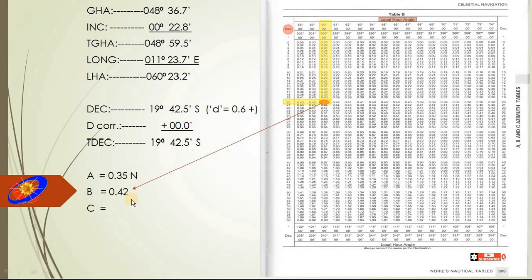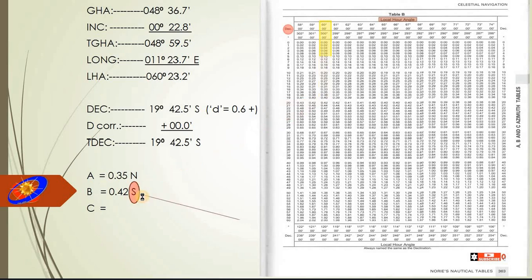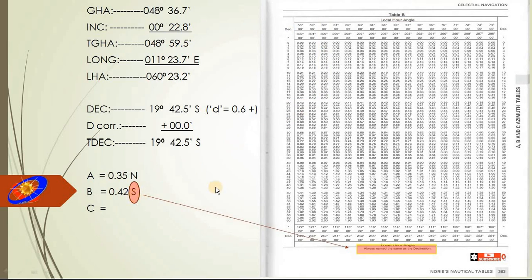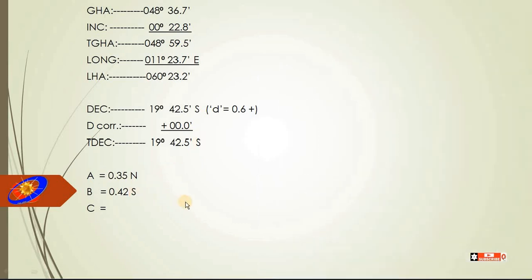This is what we put here for the value of B, and we name it south because here we have a rule: always name the same as the declination. The name of our declination is south, so we take it from here down here to our B. That's why our B has the name south.